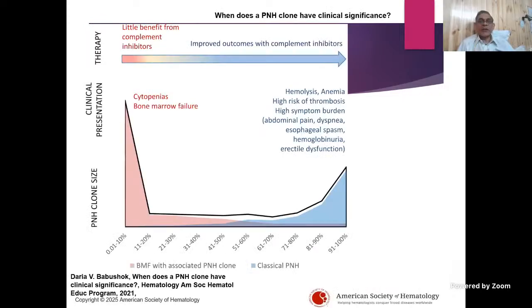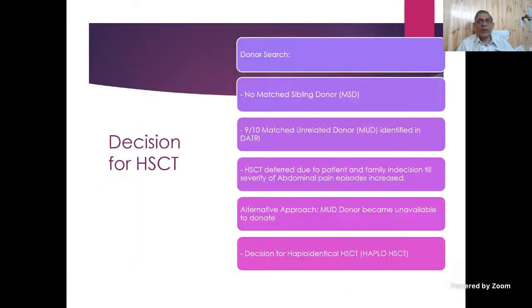Sure. So I think this is a slide which you also had in your presentation, and going by the standard, with a 10% clone, there was very little benefit. So we started a donor search. There were no matched family donors, and we managed to get a 9/10 MUD donor from Datri.